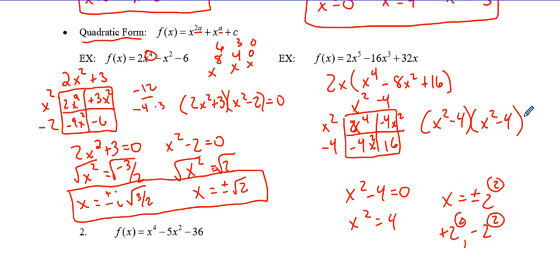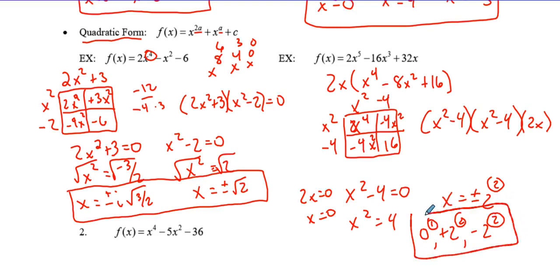I also have this 2x that I forgot about. So that also needs to be set equal to 0. And I get x equals 0. So you have 0 with a multiplicity of 1. And there's all my zeros with their multiplicities. 1, 2, 3, 4, 5. That matches. So 5 real, 3 distinct, and 0 imaginary.